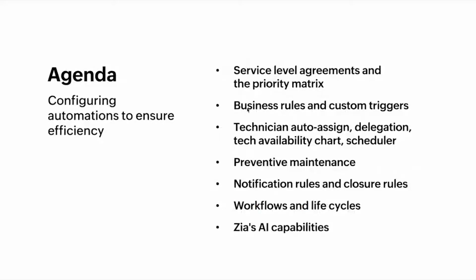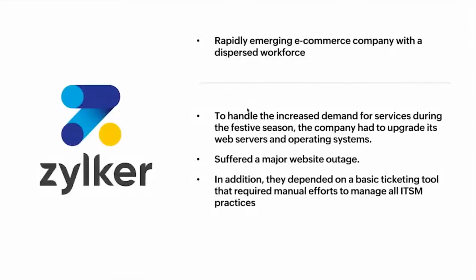The agenda for this session is we're going to see how you can configure automations to ensure efficiency. So this should give a versatile nature to your application. So we have a list of automations on my screen like service level agreements, priority metrics, business rules, and the like. Now, Zilker is a fictional use case we use to explain how the various features of ServiceDesk Plus can be applied in a real-time organization.